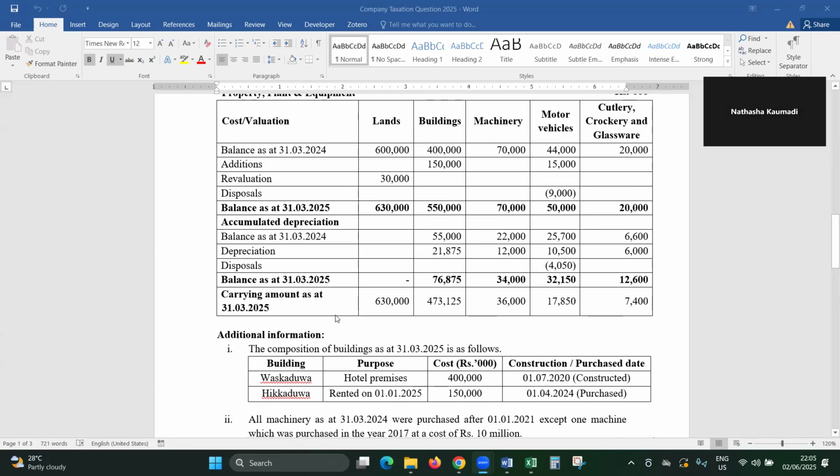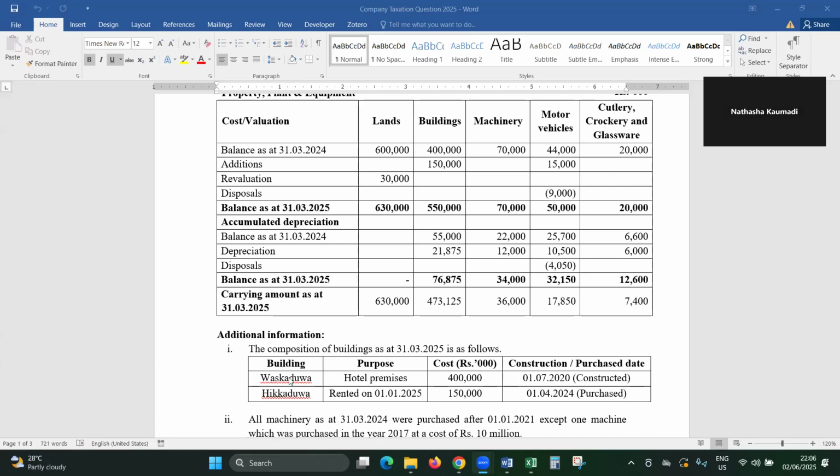Year-end buildings balance. If you take buildings, you have 550 worth of buildings, isn't it? From this small table you can see cost 400 and 150,000. So 400 is the opening balance. There has been an old building, that is this. And then there's a new addition coming, 150,000. It says Vaskaduva building and Hikkaduva building.